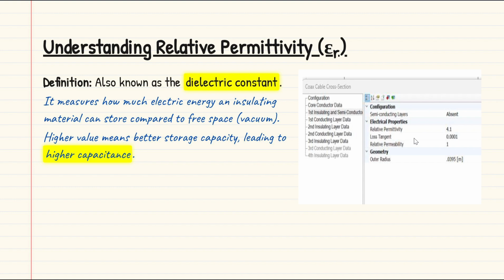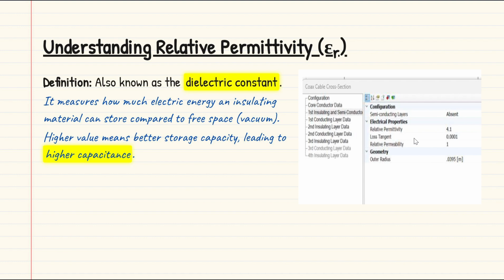On the right side you can see the cable parameters taken from PSCAD. In the first insulating and semiconductor layer, you can go to electrical properties. In the electrical properties, you can see the relative permittivity 4.1 that I have entered. So epsilon r I can derive from the capacitance. That has a formula to calculate it. Maybe in the next session I'll show you how to calculate the relative permittivity.